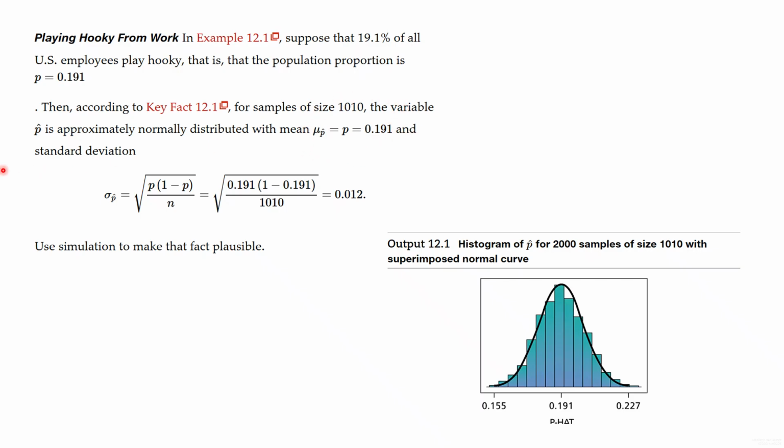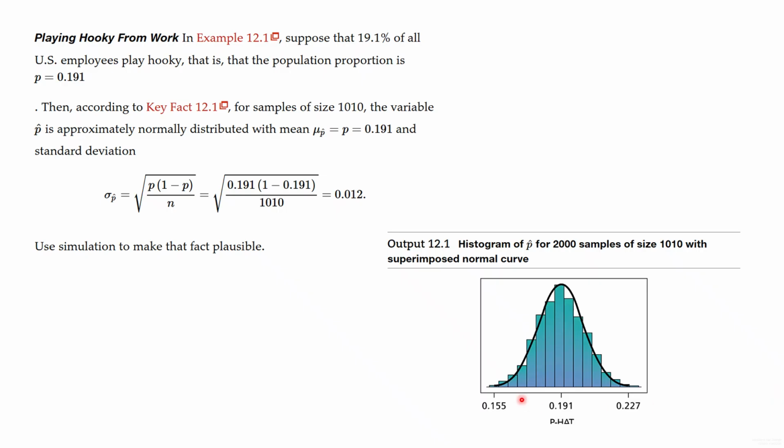The standard deviation is going to equal the square root of p times 1 minus p over n. So if we have 0.191 multiplied by 1 minus 0.191 over n, which is 1010, take the square root, then we get 0.012 for our standard deviation.